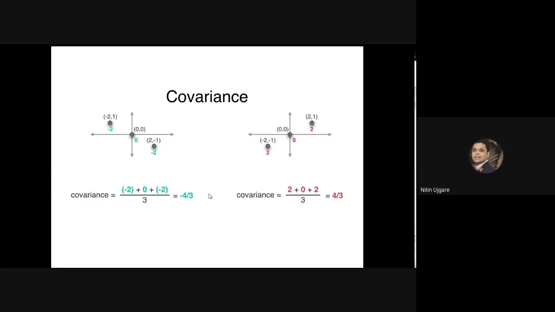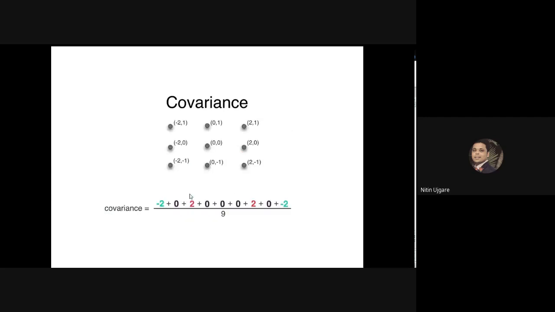The same procedure is repeated here. So the covariance for this set of points is 4 by 3. It is positive covariance, and the covariance for this set of points is negative, that is minus 4 by 3, and that's why it is called positively correlated or negatively correlated. So now let's have a look at another set of points. Now we have this set of points and we try to find out the covariance for these points.